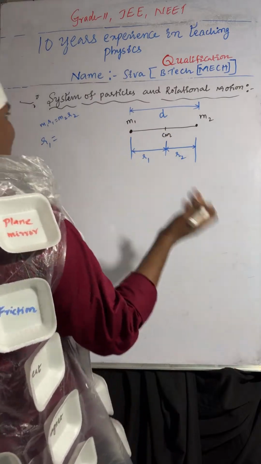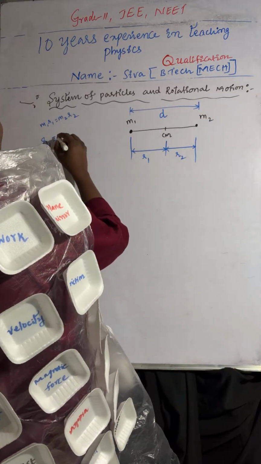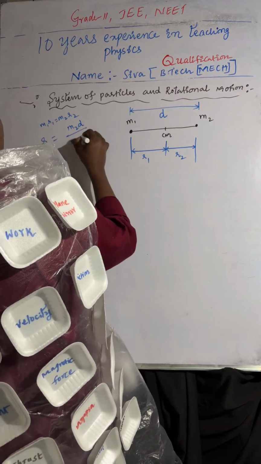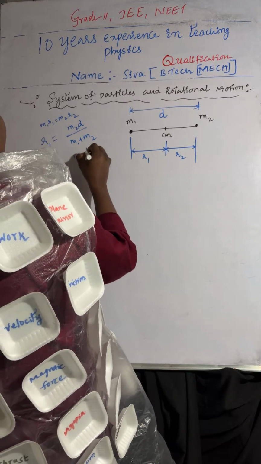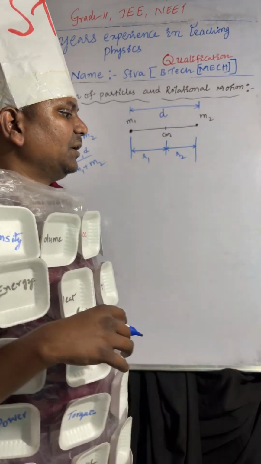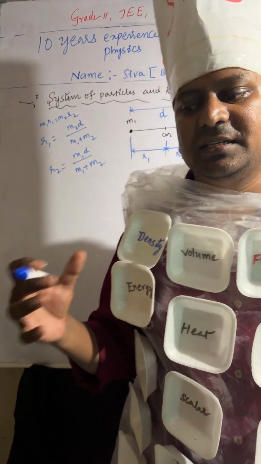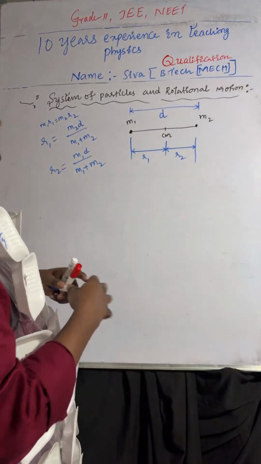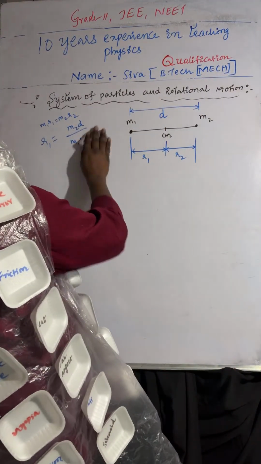If they have different masses, then r1 equals m2 d by m1 plus m2. Suppose you want to find the position r2, it is m1 d by m1 plus m2. So this is about only a two-particle system. If I take n number of particles and want to identify the center of mass, how do we consider it? We will check here.